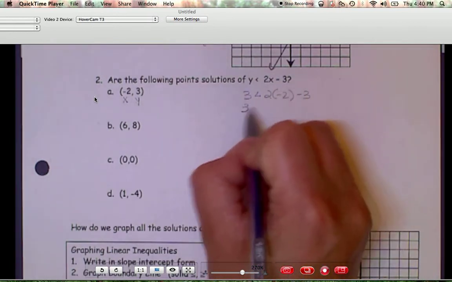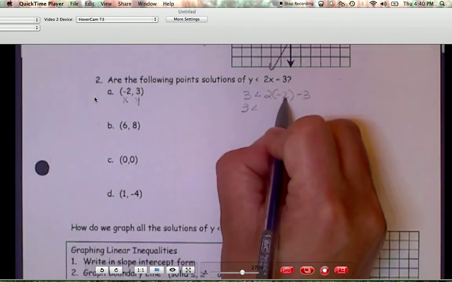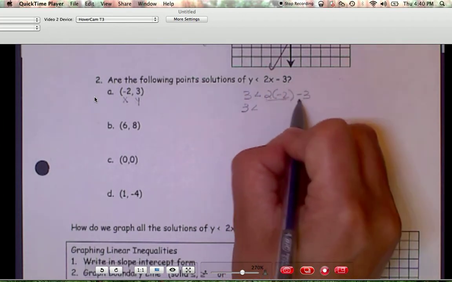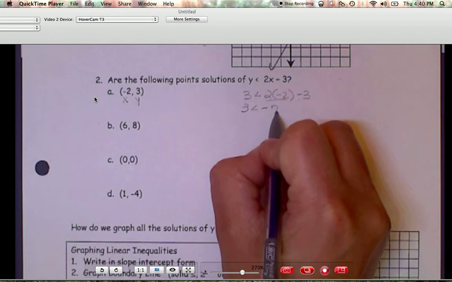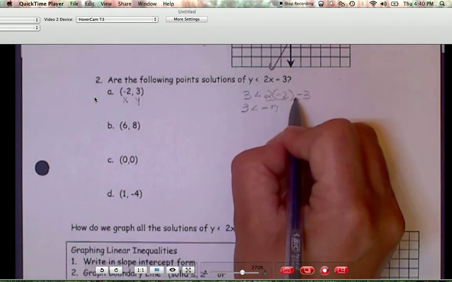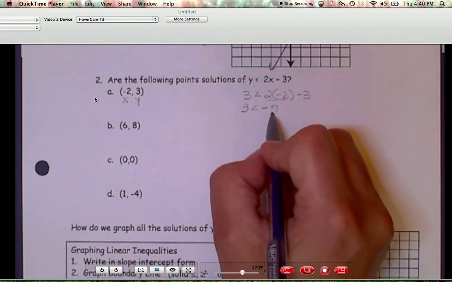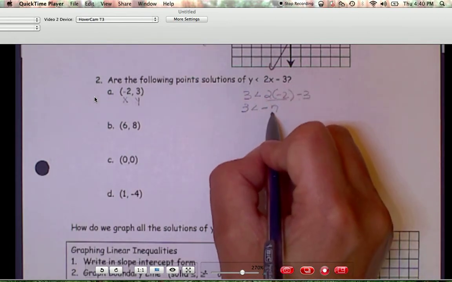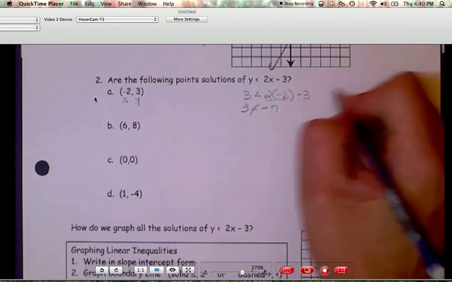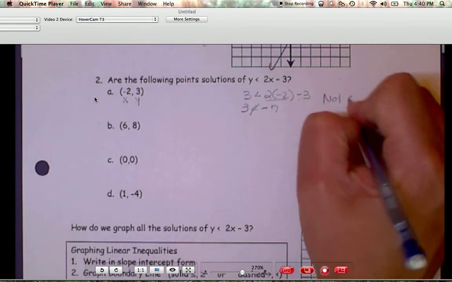So this stays 3. 2 times -2 is -4, and -4 minus 3 would be -7. So make sure you're following the order of operations. Multiplication first, adding, subtracting second. Is 3 less than -7? No, that's false. That's not true. So it is not a solution.